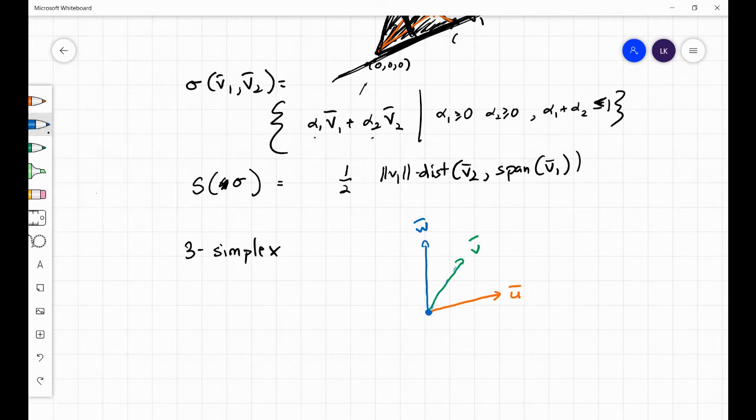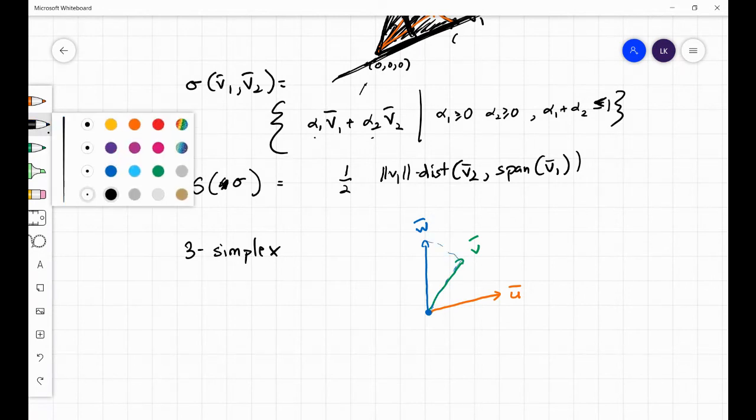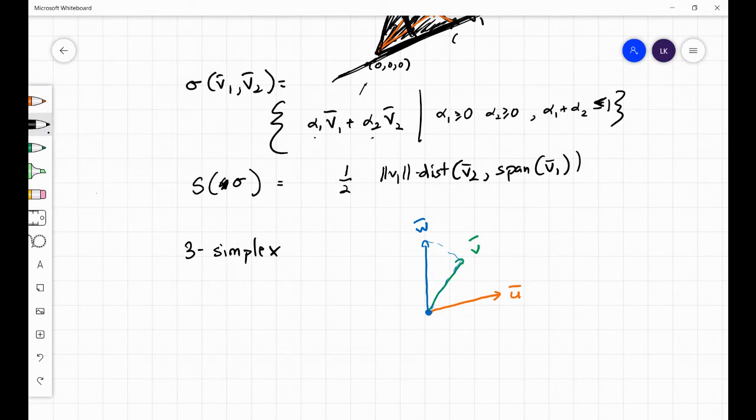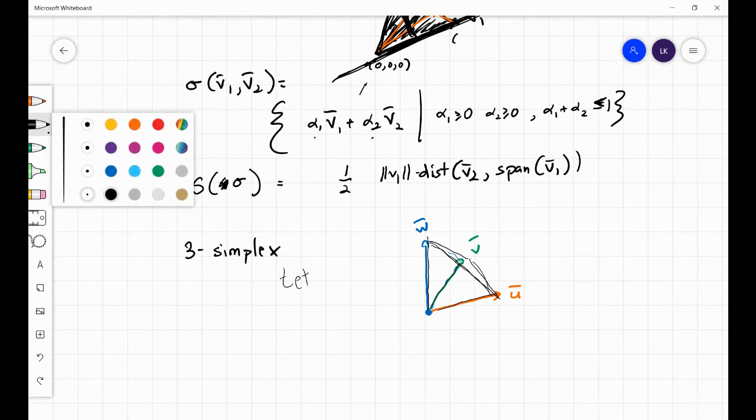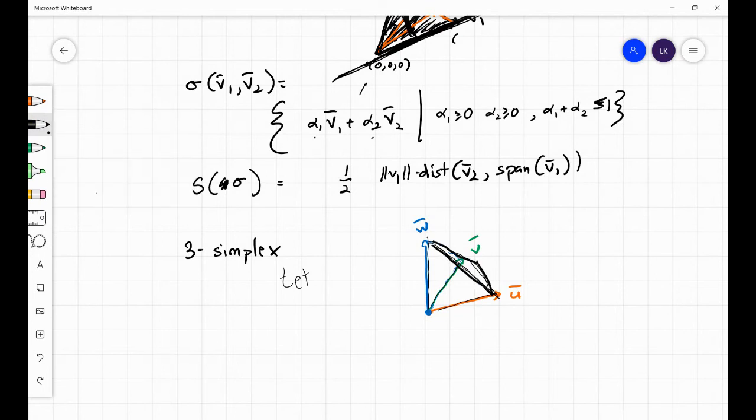My whiteboard's getting really laggy for some reason. Okay, thank you. All right, so these three vectors are edges of a pyramid, if you will, with a triangular base. So a tetrahedron. Sorry, but this whiteboard is really not acting correctly. All right, so tetrahedron.